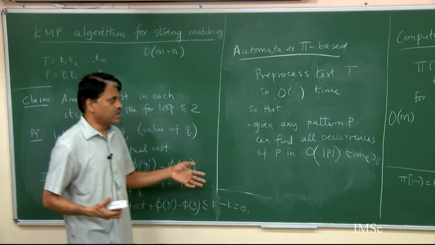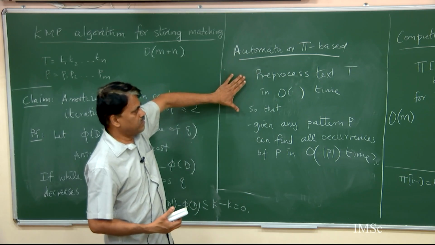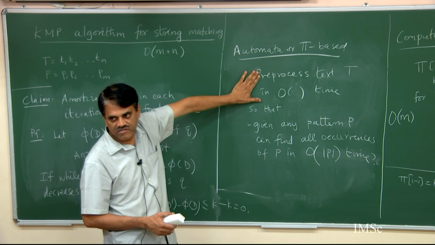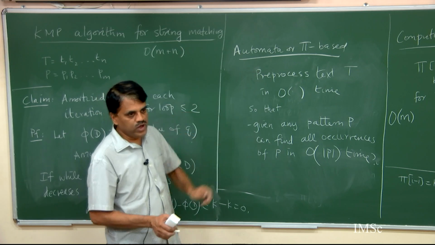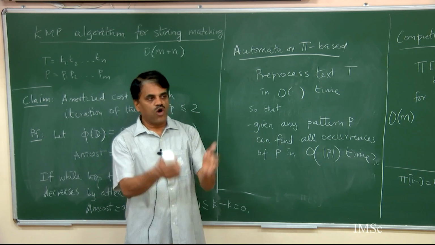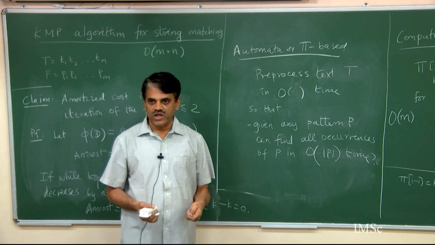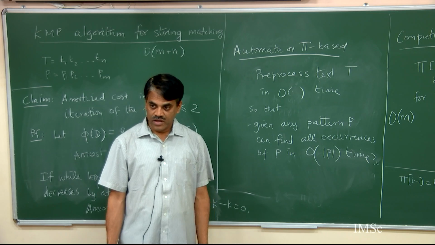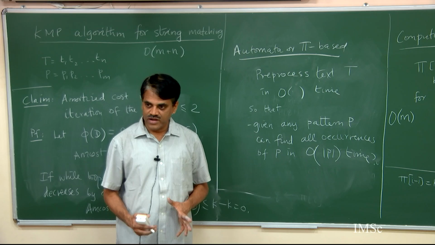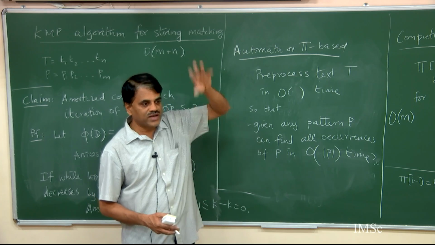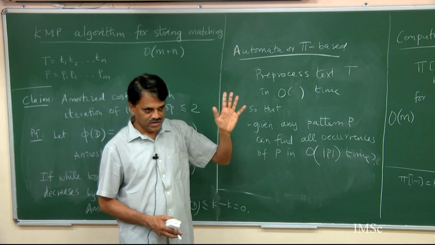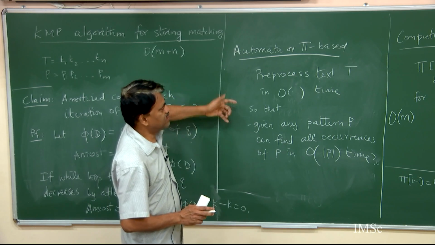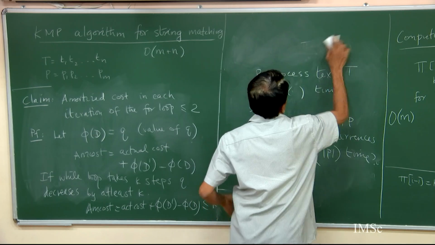Imagine that this is your collection of all websites and strings in the websites and so on. Now you give a query and you want to find out all websites that contain this query in time proportional to the length of your query. That is what we want. In particular, I do not want to spend time proportional to the length of the text, which is huge. So this is not automata or pi based.